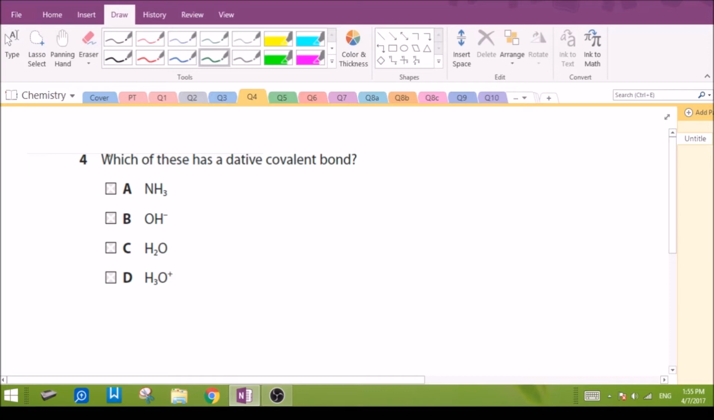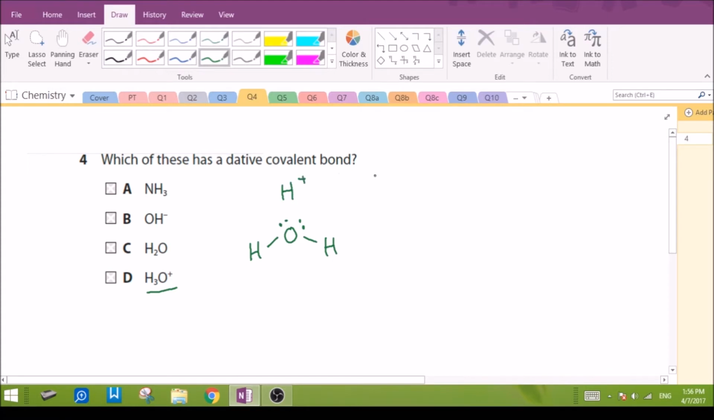Number 4, which of these has a dative bond? The dative bond is from the hydronium ion. So how does a dative bond form? Let's focus just on water first. In water, oxygen will have 2 bonds, one with each hydrogen, and then it will have 2 lone pairs of electrons. And then H plus ions do not have any electrons.